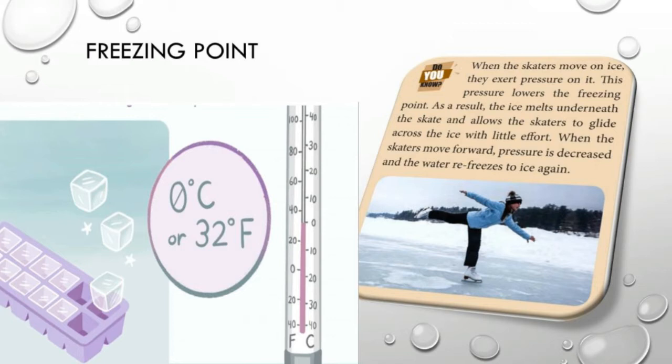Do you know? When skaters move on ice, they exert pressure on it. This pressure lowers the freezing point. As a result, the ice melts underneath the skate and allows the skaters to glide across the ice with little effort. When the skaters move forward, pressure is decreased and the water refreezes to ice again.